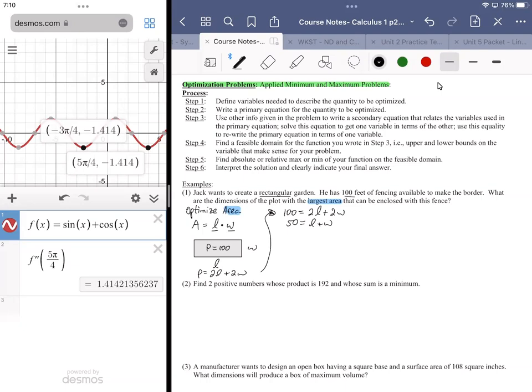So I'm going to solve this for, it doesn't matter what you solve it for, because it's saying what are the dimensions. I need them both eventually. I'll solve it for L. So L is equal to 50 minus W. So now what I can do is perform a substitution, replacing the L in my area formula with 50 minus W. So A would be equal to 50 minus W times W. All right. Now that A is really A of W, because now it's a function of W.